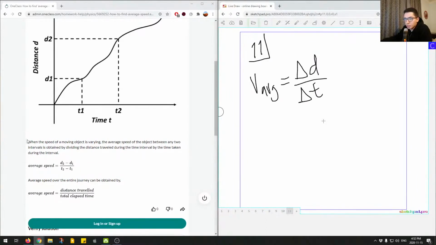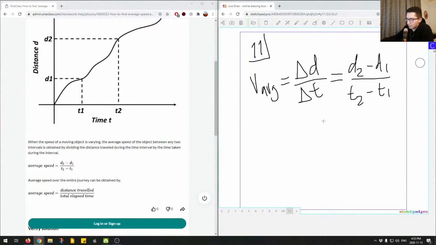So let's run through the Janine The Tutor's explanation. When the speed of a moving object is varying, the average speed of the object between any two intervals is obtained by dividing the distance traveled during the time interval by the time taken to travel. So delta D, change in distance over change in time, which is also the same as saying D2 minus D1 over T2 minus T1.